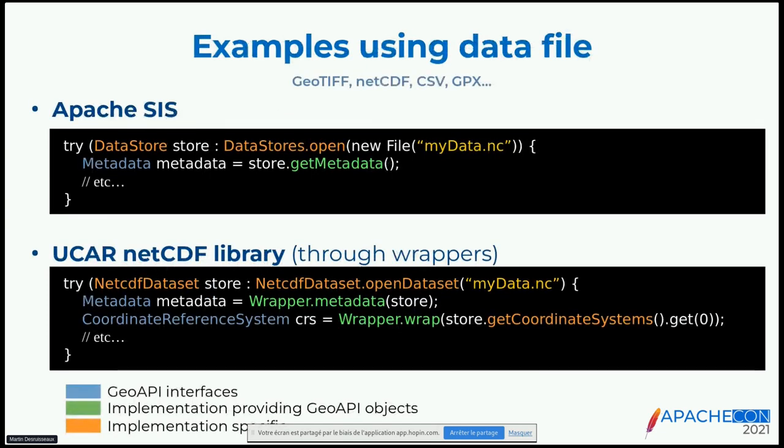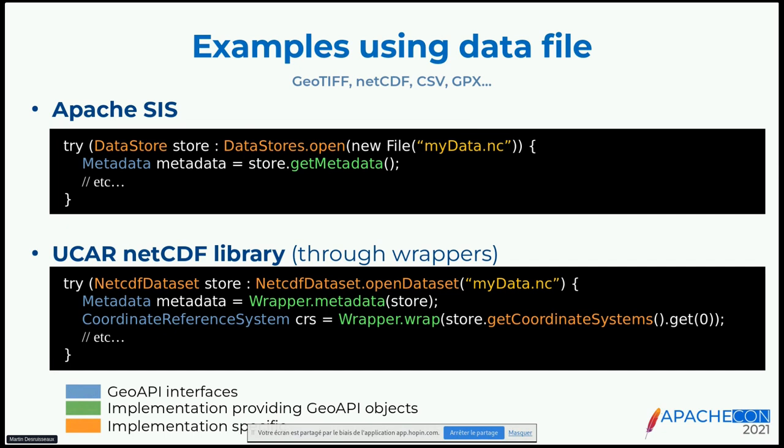So this is an example with two different implementations. This one is a little bit different. These examples are not reading a metadata XML file. Instead, they are reading a full set of data. In this example, this is a netCDF file. And they ask, please give me the metadata about this set of data. The example on top is using Apache SIS. The example on the bottom is using the UCAR library. There is a wrapper for the UCAR library. I will give the link at the end of this presentation.